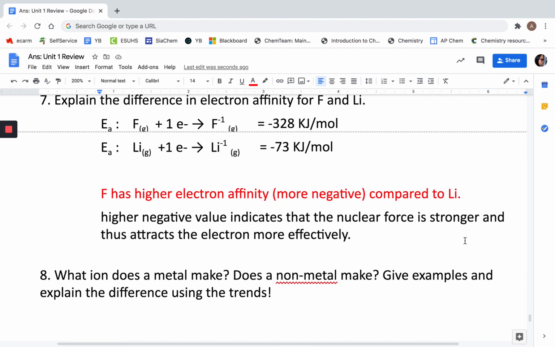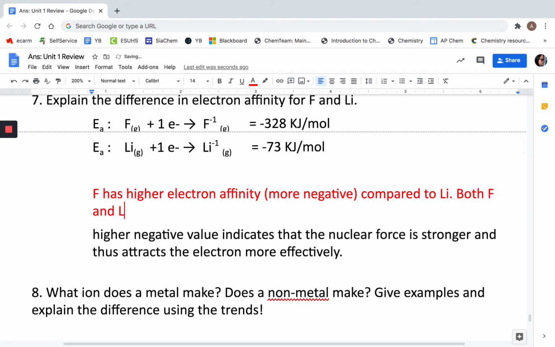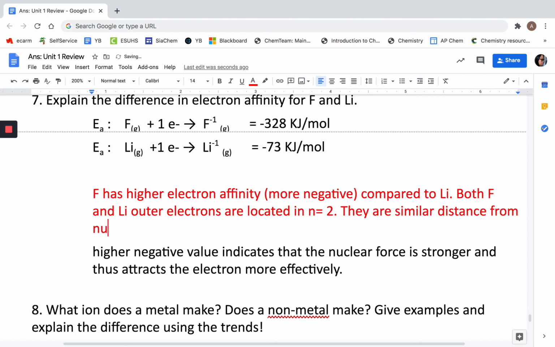But how are we gonna answer it? Well, let's think about it for a second. So F has a smaller atomic radius than Li, or you can say both F and Li outer electrons are located in n equal to 2. They are a similar distance from the nucleus, or similar energy level.